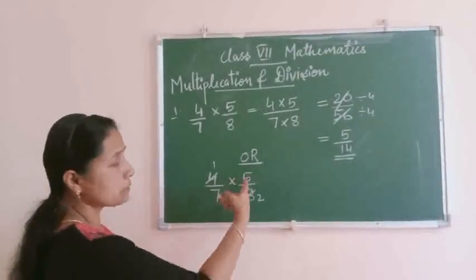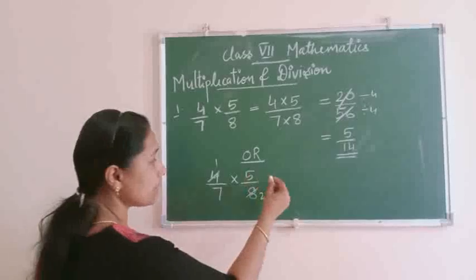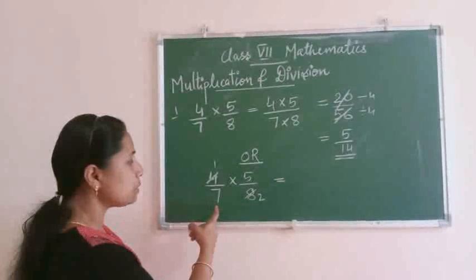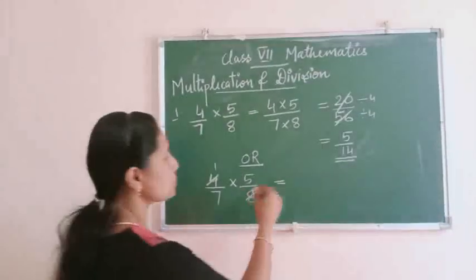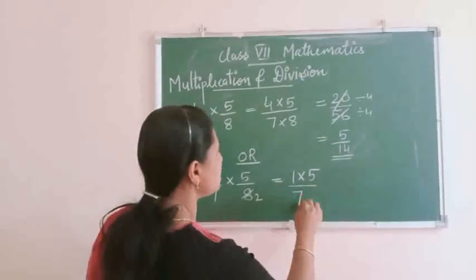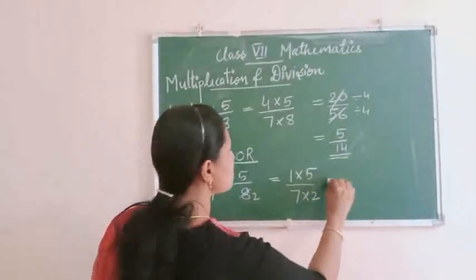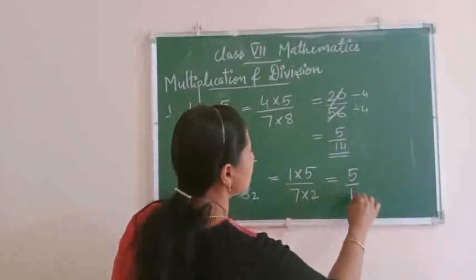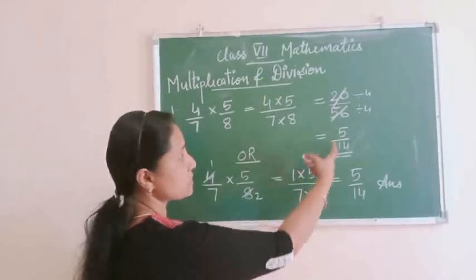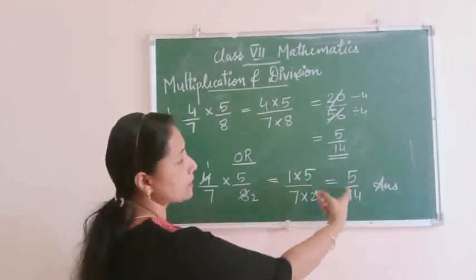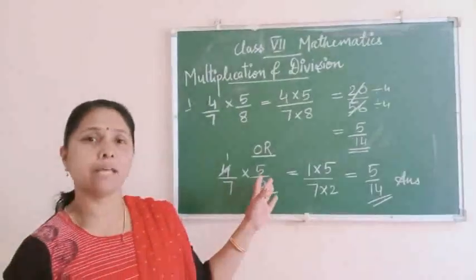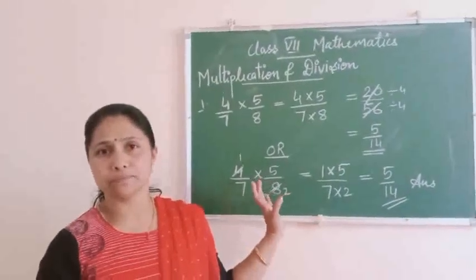So now there is no number possible to reduce. So the remaining numbers we will multiply together. In the numerator 1 and 5 are there, and in the denominator 7 and 2 are there. So the answer will come this way, 1 into 5 numerator and 7 into 2 denominator. So the last answer will be 5 upon 14. So in both methods you got the same answer. In the first method also 5 upon 14, and in the second method also 5 upon 14. And of these two methods, whichever is easy, that way you can do.